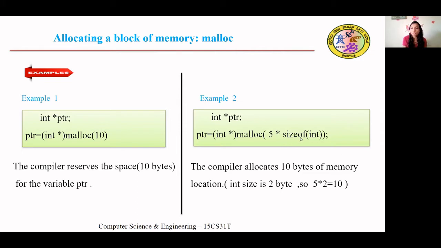So sizeof int, here it will be 2. So 5 into 2, it will be 10 bytes. So here again 10 bytes are allocated if your computer is 32-bit. If it is 64-bit, how much will it be? Each block will be of 4 bytes. So 5 into 4, 20 bytes will be allocated. So like this, we can do memory allocation using malloc.